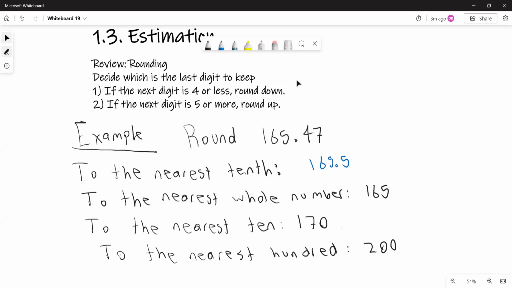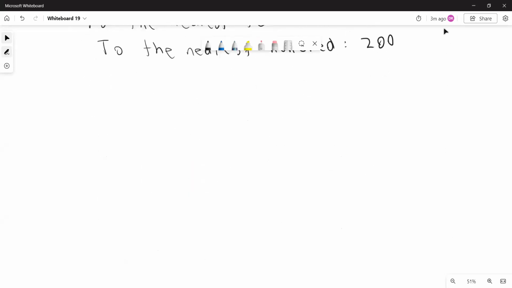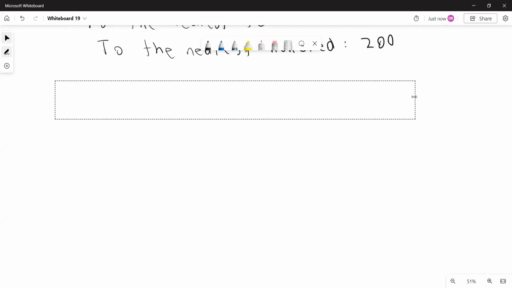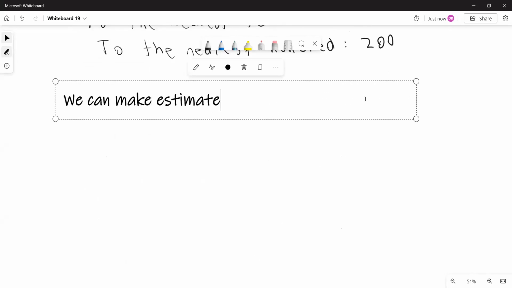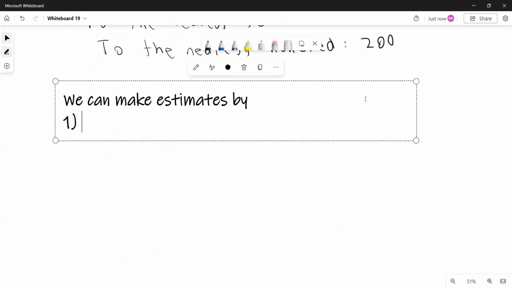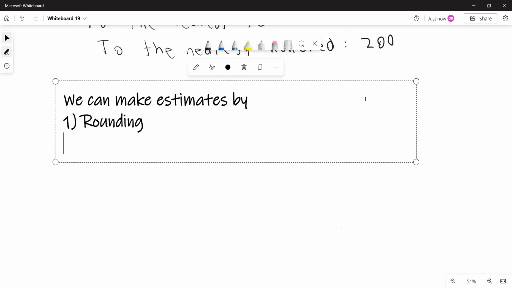Okay, so we can make estimates by rounding and by using compatible numbers.